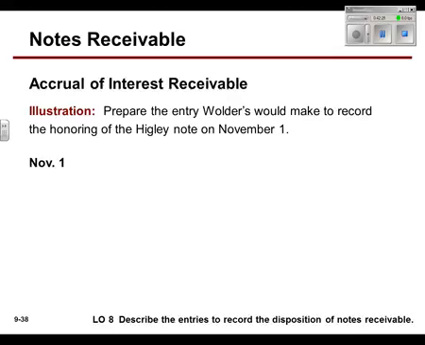Do you think notes ever go bad? Do you think people, just like ARs, don't pay their bill? Prepare the entry Wolder would make to record the honoring. I'm sorry, I saw honoring, I thought it meant dishonoring. Notes go bad as well, so hopefully we'll get to that. Prepare the entry Wolder would make for the honoring of Higley's note on November 1.